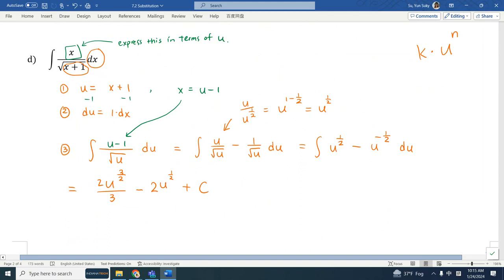That's the third step. Okay, last step. What's the last step? Yeah, put the x back. What is u? It's x plus 1. Yes, so we get x plus 1 to the 3/2 minus 2 times x plus 1 to the 1/2, and then plus c. Okay, so that is the answer.